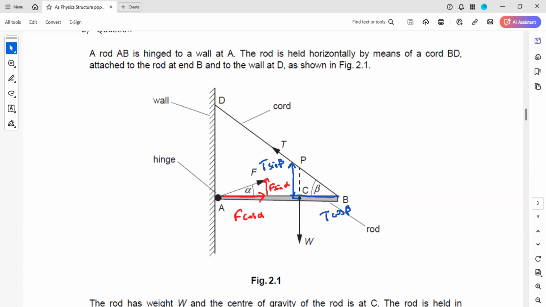Now we want to resolve, like we want to compare. As you can see, F cos alpha is acting towards the right horizontally, and T cos beta is acting left. Because it is in equilibrium, I can say that F cos alpha minus T cos beta will be equal to zero. Horizontally no force is there, or I can also say F cos alpha is equal to T cos beta. Is it clear?